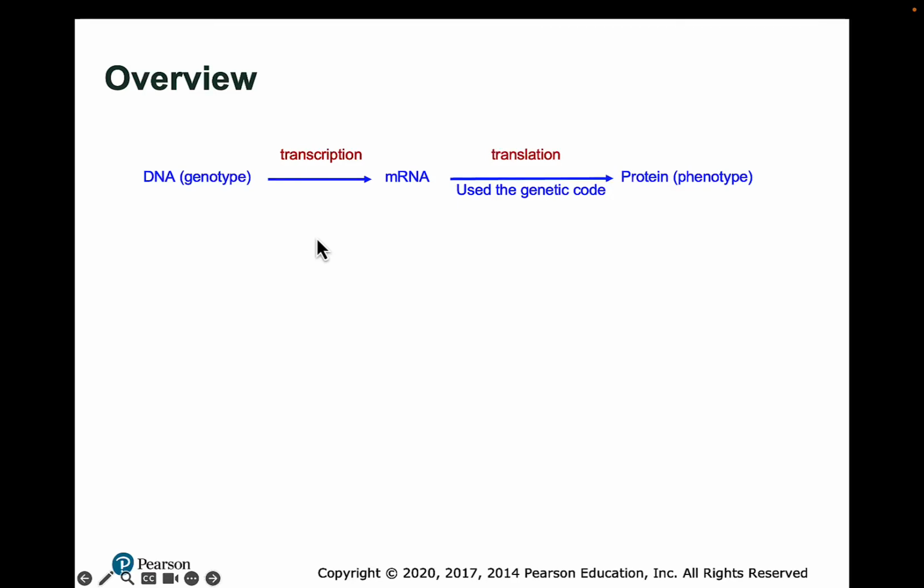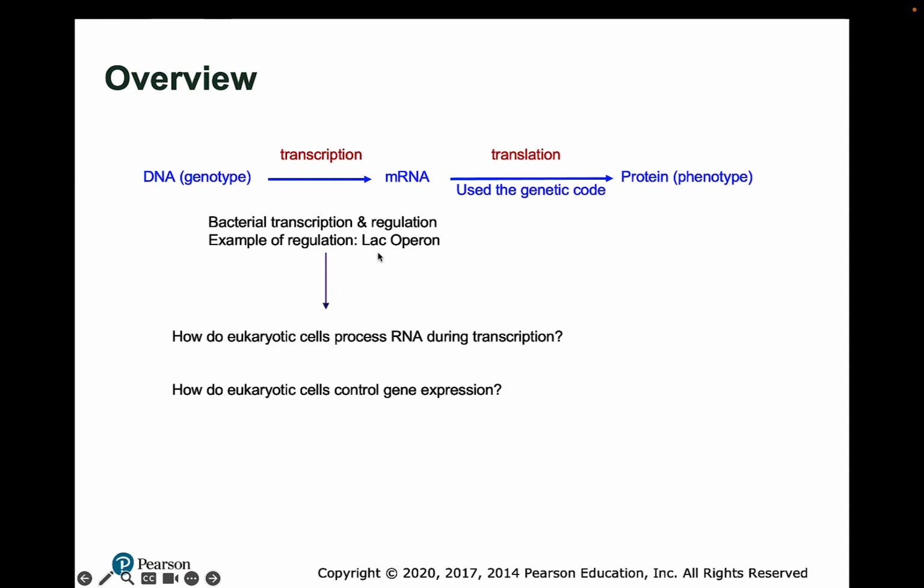So in this unit, we've been talking about the central dogma, which is when DNA is converted into mRNA through the process of transcription, and using the genetic code, mRNA is converted into protein in the process of translation. Last class, we went into a bit of detail looking at the process of transcription, and we did this looking at bacterial transcription. We then went on to look at an example of how transcription is regulated in bacteria using the example of the lac operon.